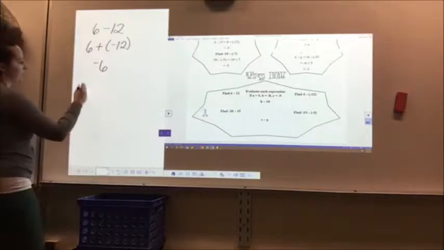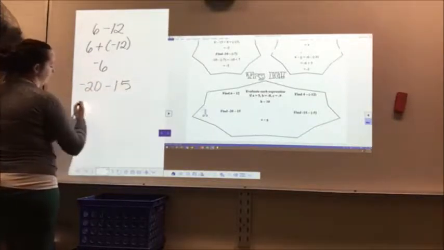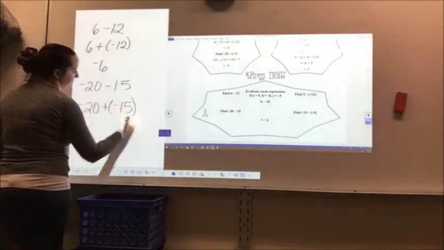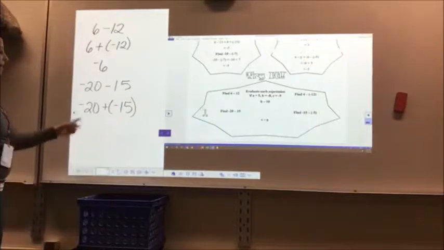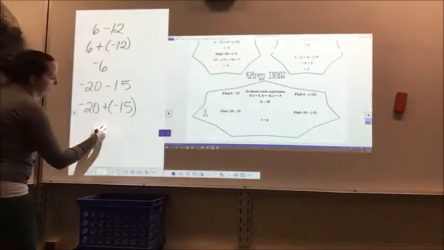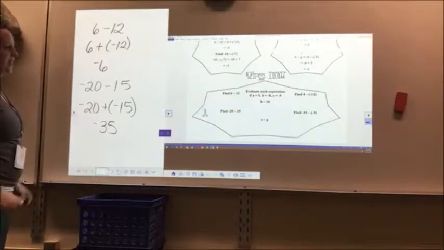Then I have find negative 20 minus 15, so I can rewrite this as negative 20 plus a negative 15. They have the same sign now, so I add them together. 20 plus 15 is 35. And they're both negative, so my answer is negative 35.